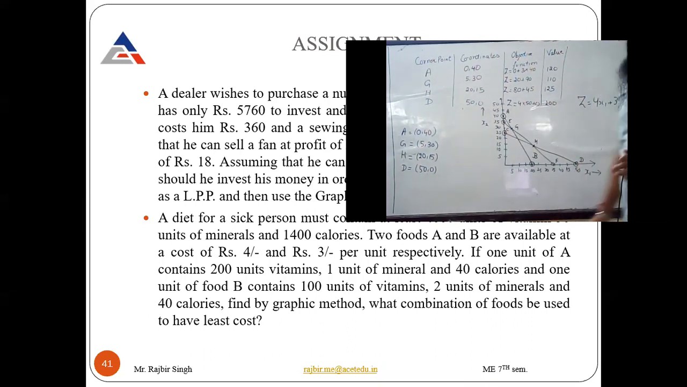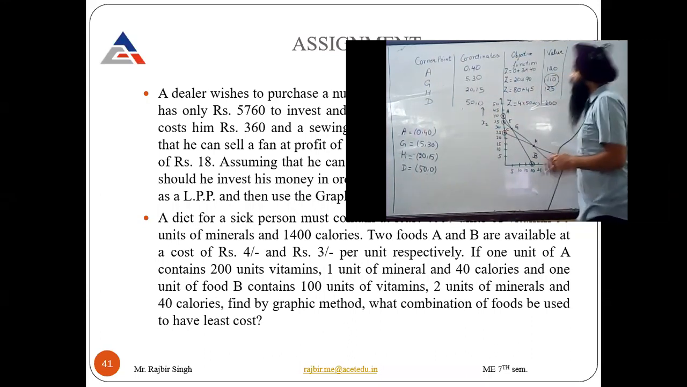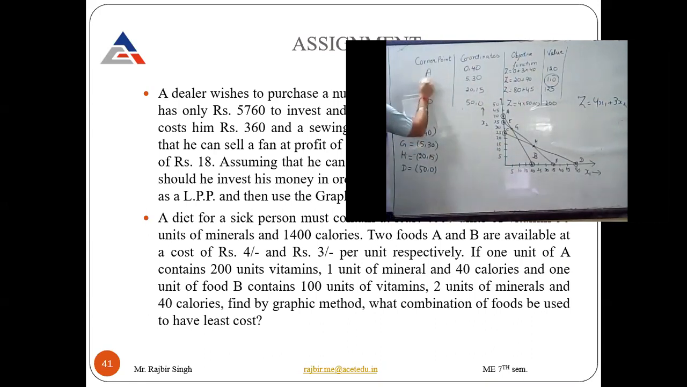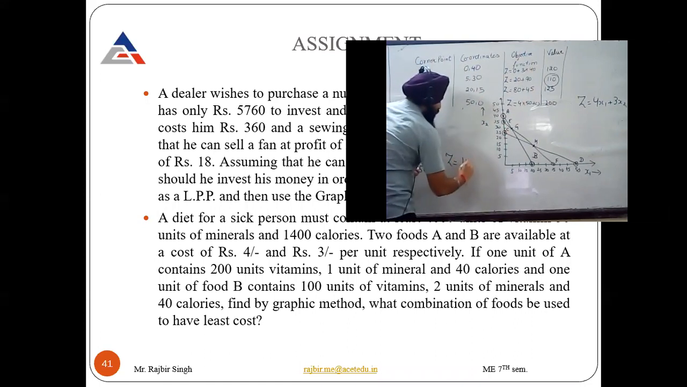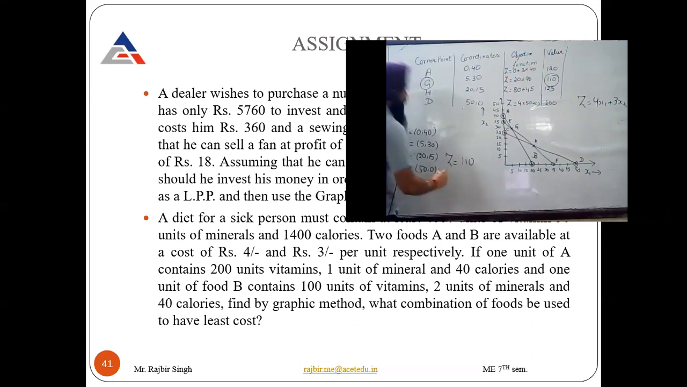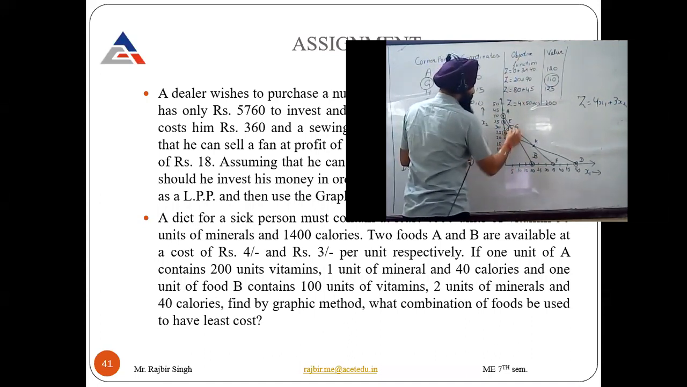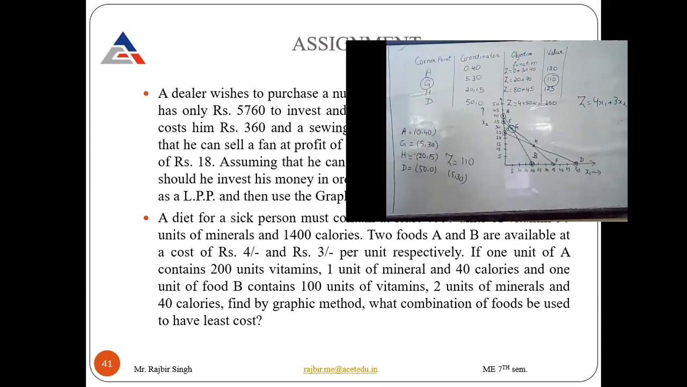Now we have to find the minimum cost. So the minimum value is 110, and it is at point G. So the value of Z is 110 at point G. The coordinates are 5, 30. So at this point the value will be minimum.